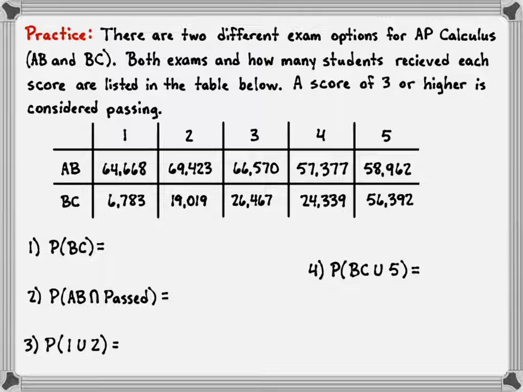So these are actually global scores from a few years ago. Actual results, numbers of who got what. A score of 3 or higher is considered passing. So you can see that a lot more students take the AB exam because AB comes before BC. And then you can see that the 3s, the 4s, and the 5s are considered passing. Okay, 1s and 2s are not passing. And then obviously the 5 is the highest you can get.